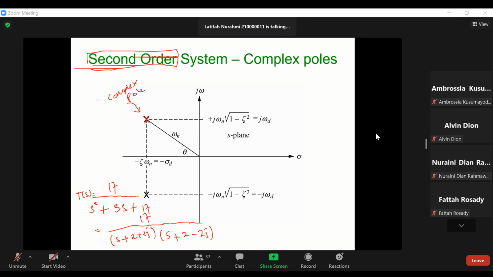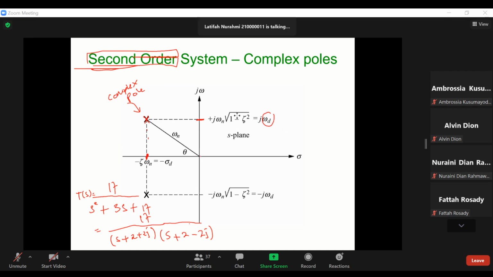Okay, so if it is a complex pole, definitely you will have an imaginary part. If you have an imaginary part, you have omega d. That's for sure. Okay. And the real part is here, and also the imaginary part.